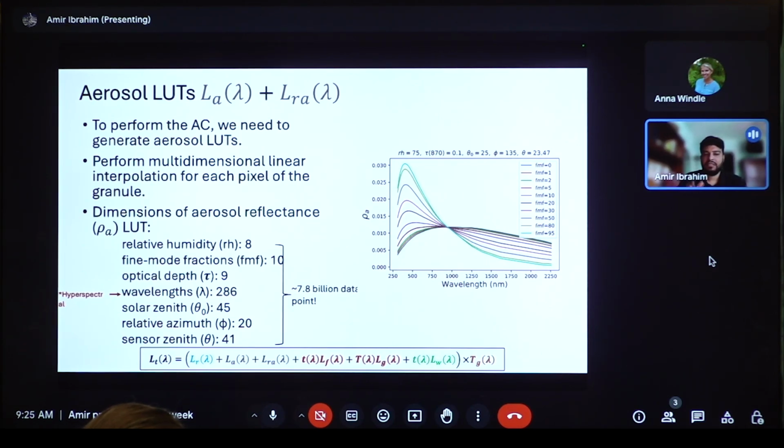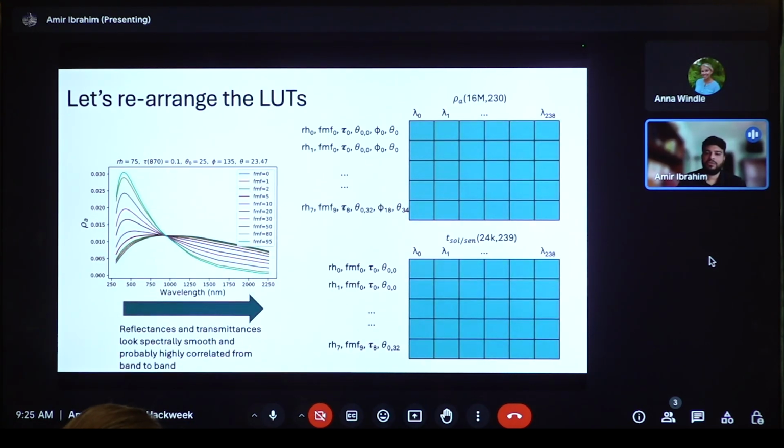So as you can see in this example, this is the dimension of our aerosol lookup table. It has about 7.8 billion data points in it, and loading this lookup table into the memory of SeaDAS and moving the processing is very, very challenging. So the way that we want to resolve this problem is to utilize more sophisticated approaches to deal with this explosion of dimension issues.